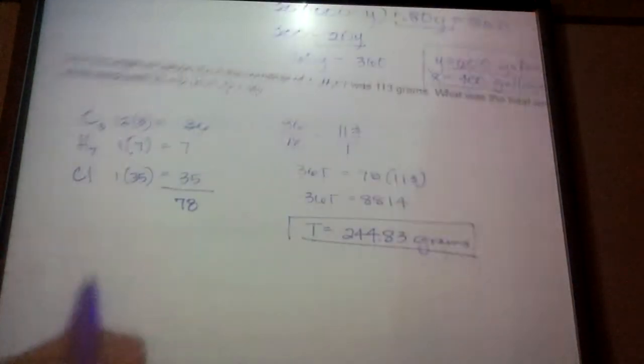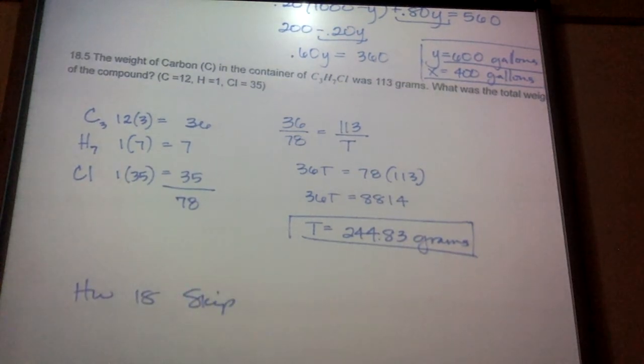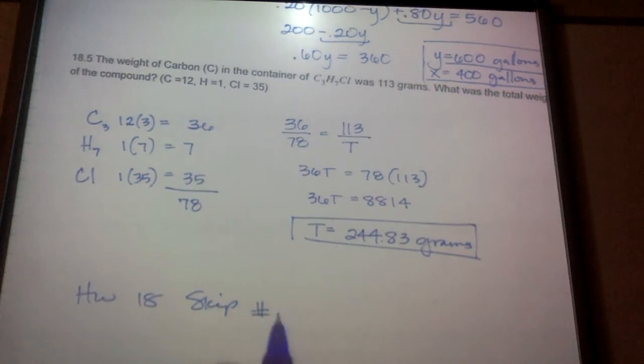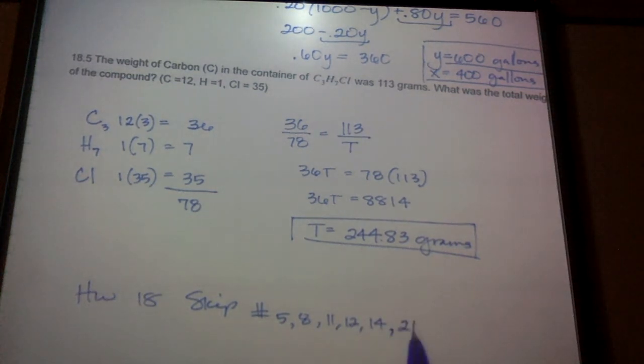Now, homework 18, because that's the end of this lesson, just covers complex word problems. For homework, I'd like you to skip the following. I'd like you to skip numbers 5, 8, 11, 12, 14, and 21. And that is it.